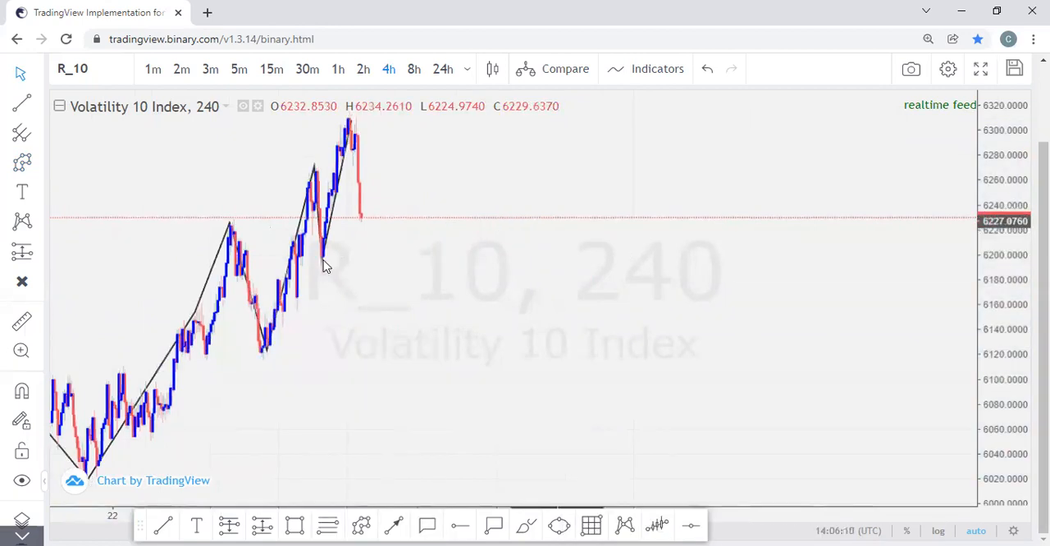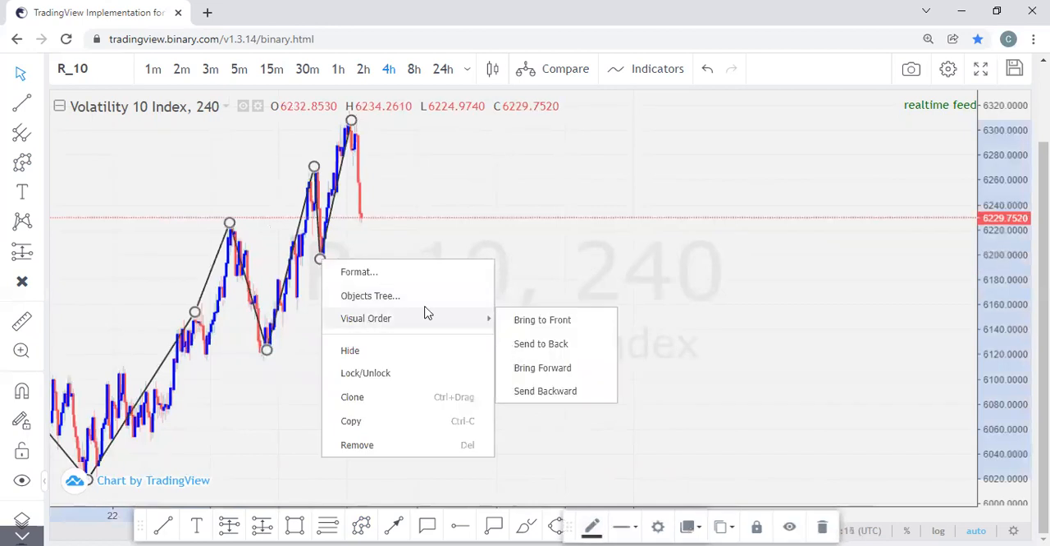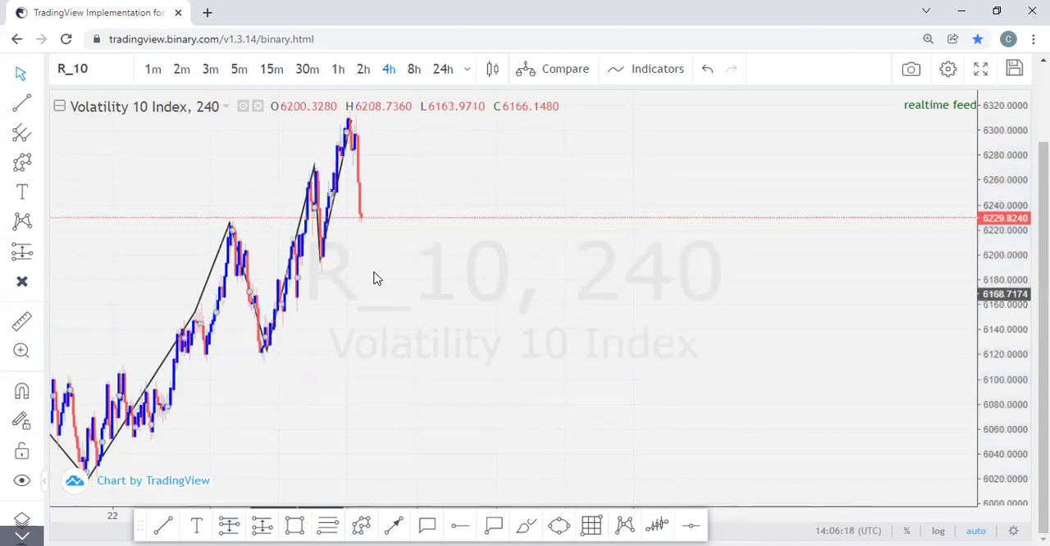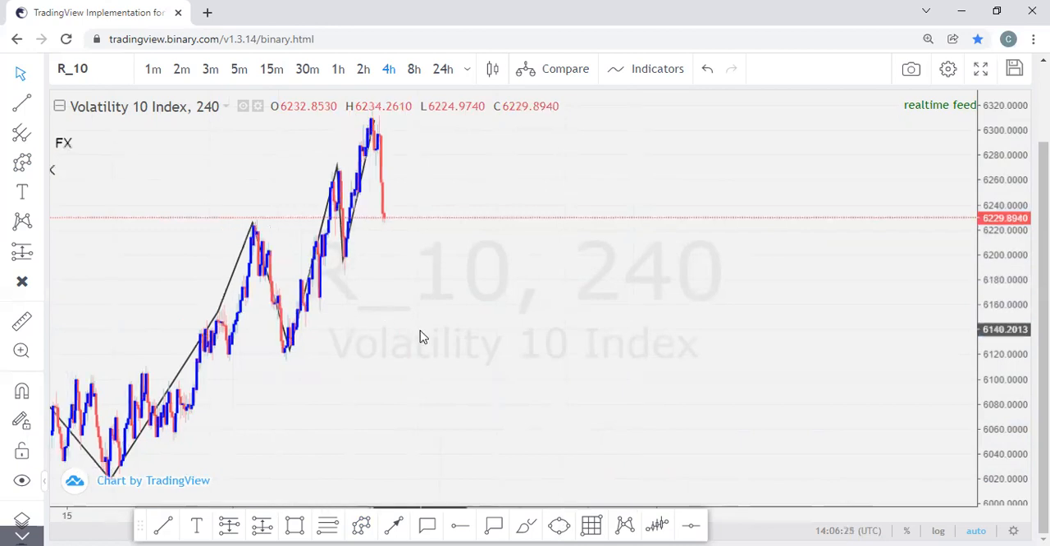So now let me send this to the back. I don't know if it's going to work. Let's see. Okay, so it's kind of worked. Yes, it kind of worked. So now we had the structure. Let's look at this.